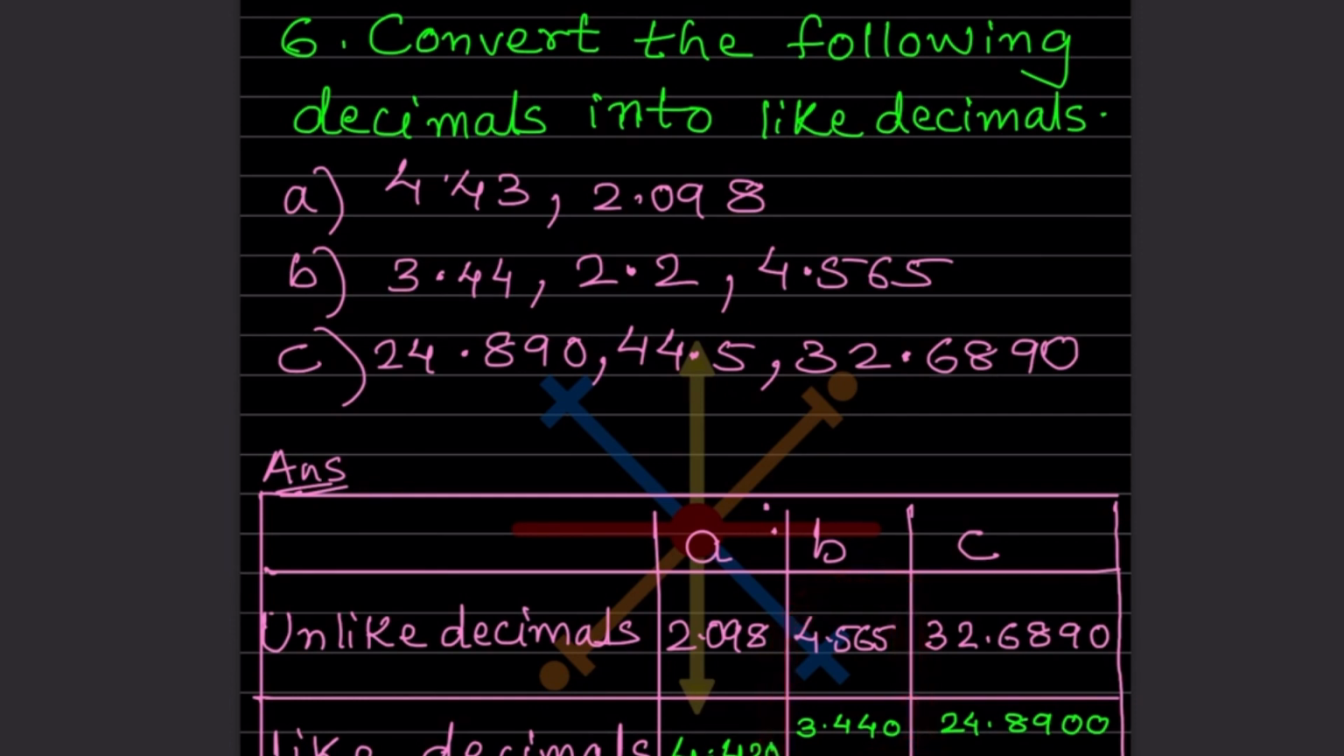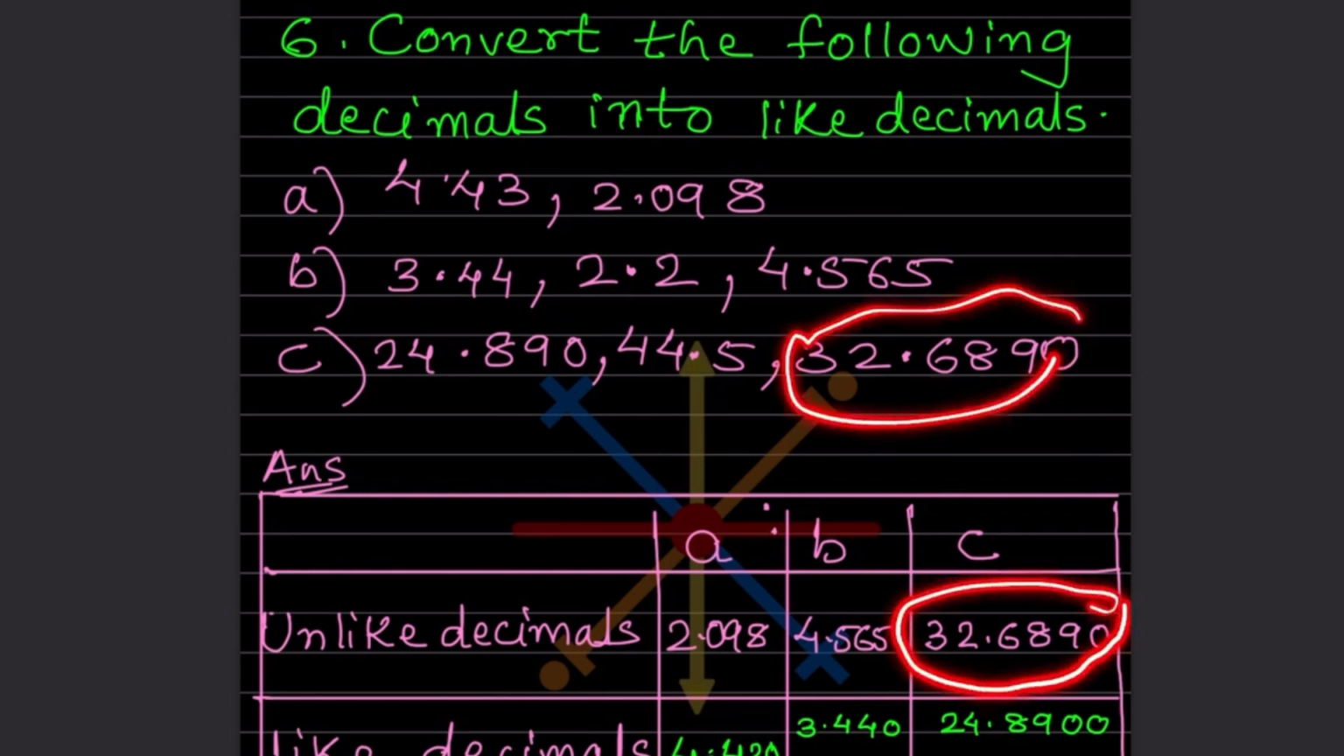Again, now let us look at this one. After the decimal, how many are there? 3. After the decimal here is 1. After the decimal here is 4. So what will we do? Because this has 4, we'll make this also 4, and this also 4. Okay, now look at it. So now we will consider these as unlike.